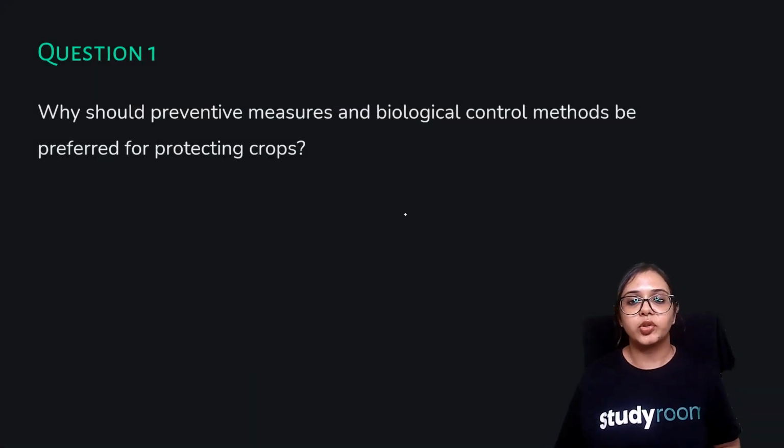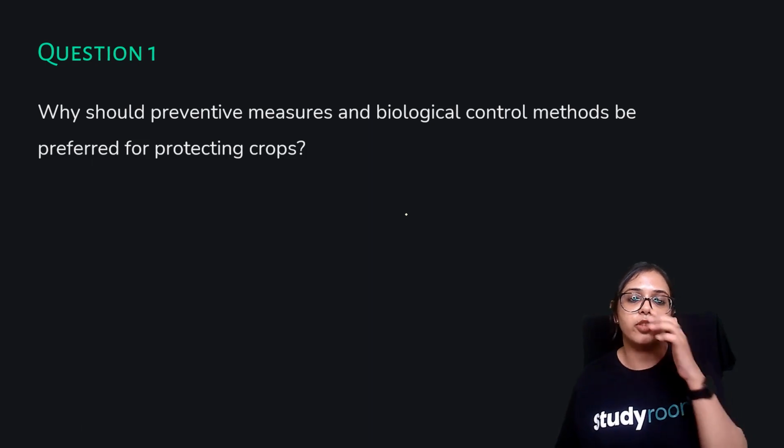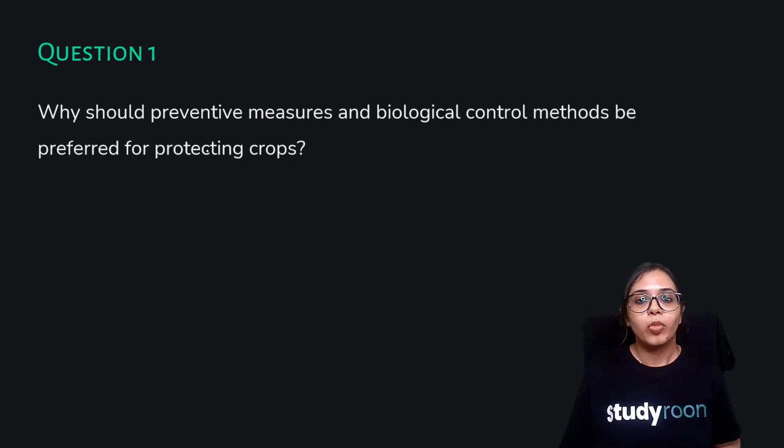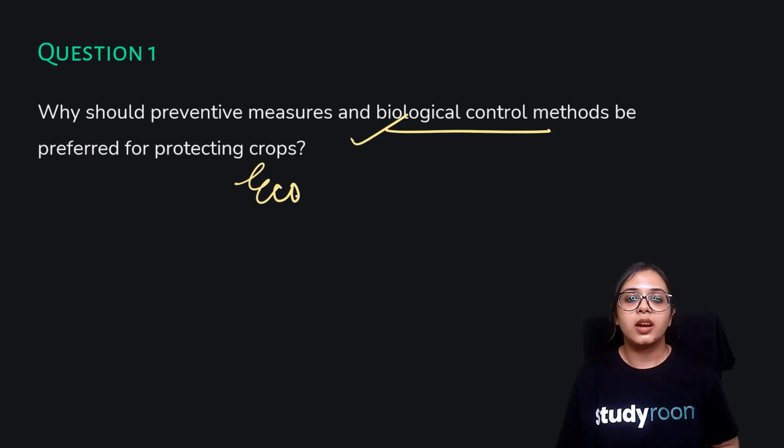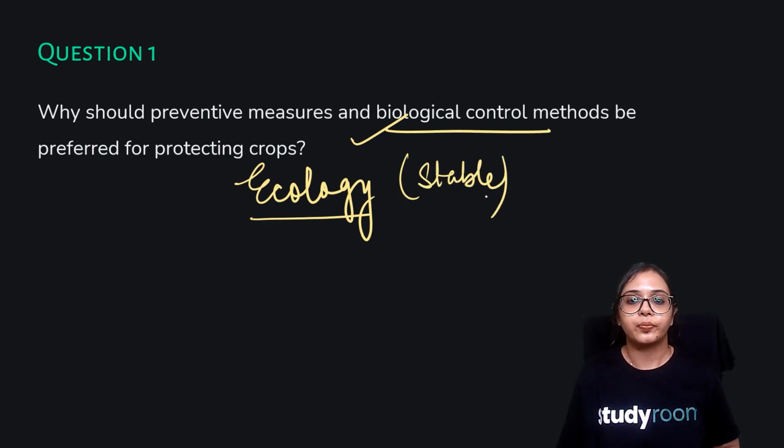Why should preventive measures and biological control methods be preferred for protecting crops? So, always biological control should be preferred over any other sort of inorganic control, because biological control ensures that the ecology is being maintained, or it is ecologically stable. All right, ecologically stable. Okay.